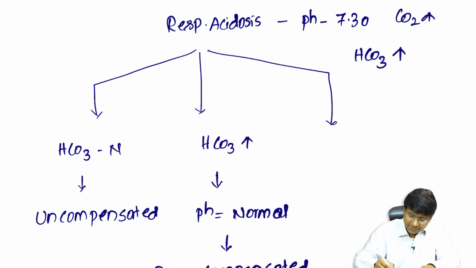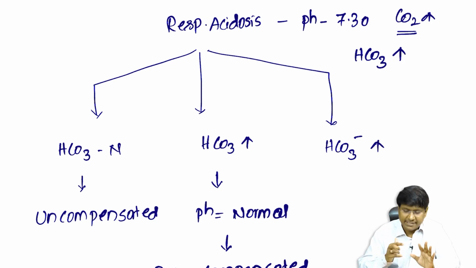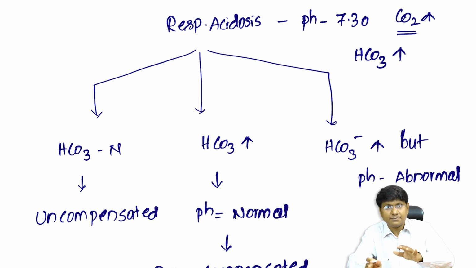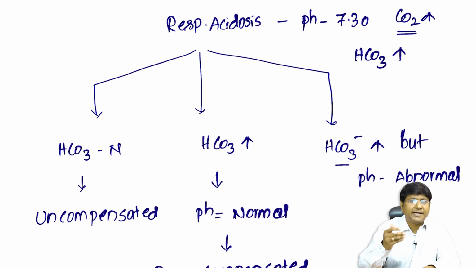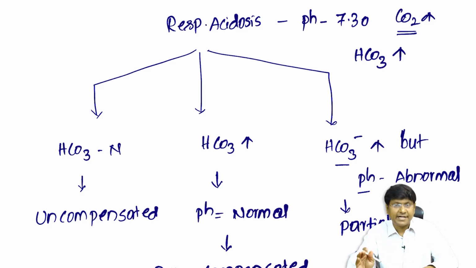Whereas you take the third one, your carbon dioxide is increased, and the bicarbonate is also increased, but the pH is still abnormal. So even though bicarbonate is increased, the pH is abnormal, this we call partially compensated.